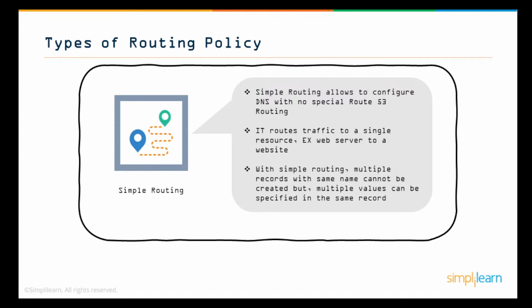With simple routing, multiple records with the same name cannot be created. No, it's not possible. The reason is that the entire traffic is routed to a single server, so multiple records cannot be created. But you can have multiple values specified in the same record set. So we are going to see how we can create multiple record sets for the same server in the simple routing policy.